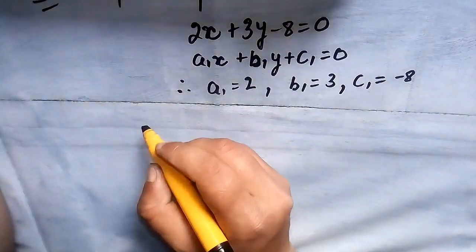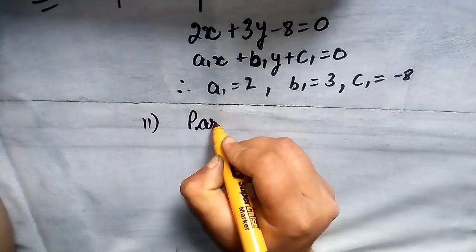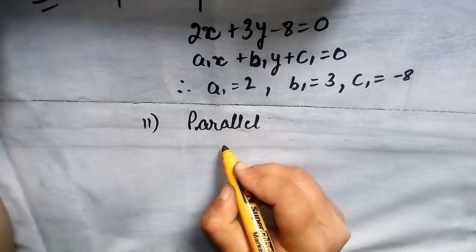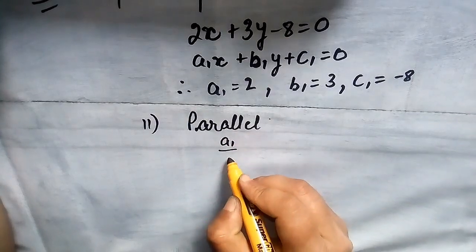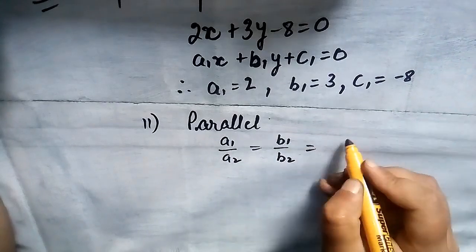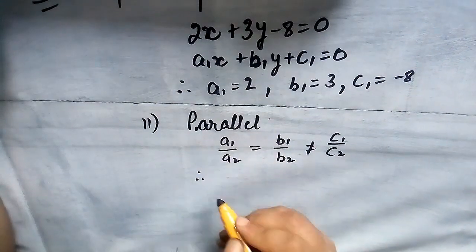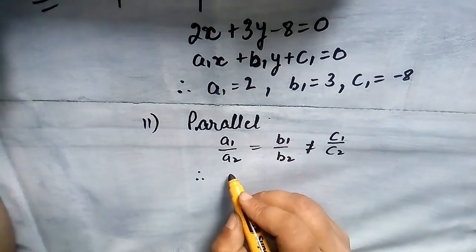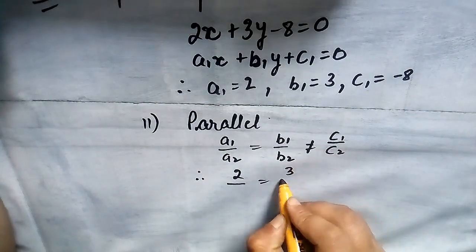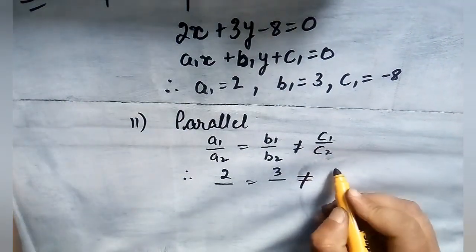Now let us see the case of parallel lines, that is the second part. And you know that if the pair of equations is forming parallel lines, then the ratio of their coefficients, that is a1 upon a2, will be equal to b1 upon b2 and will not be equal to c1 upon c2. So therefore, now let us write the numerators only, that is 2, keep the denominator blank, b1 is 3 and c1 is minus 8.